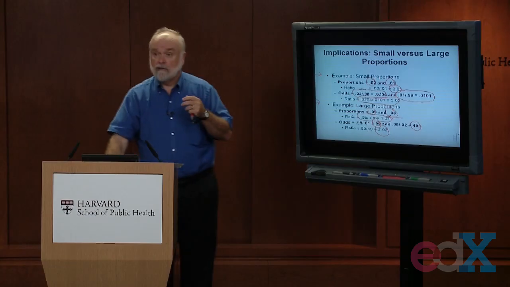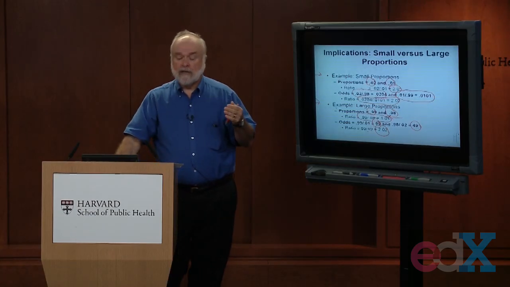But when the outcome is common, ratios of proportions and ratios of odds could give you different results that are both perfectly correct, perfectly valid for what they're representing. Ratios of proportions in one case, ratios of odds in another case. Now, why am I stressing that? Let me give you an example where that was an issue in a published study.